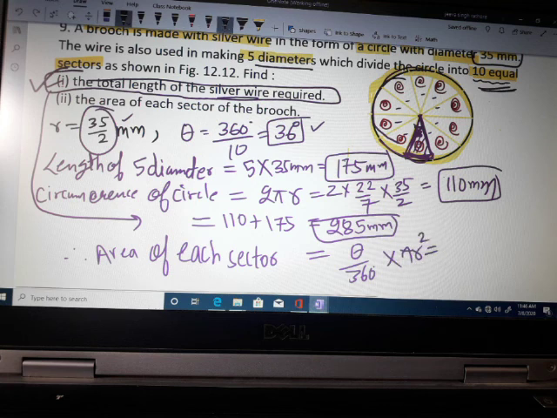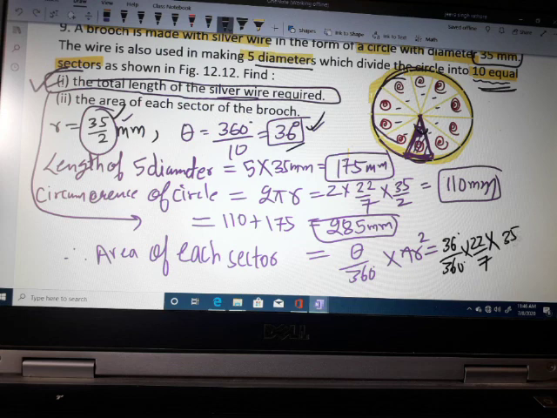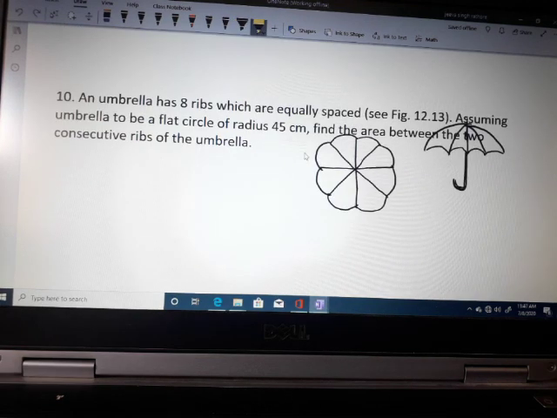Put the value. After putting the value, theta is here. वन ब्रुंची के लिए एंगल कितने डिग्री है? 36 डिग्री. 36 डिग्री अपॉन 360 डिग्री इंटू पाई इक्वल्स टू 22/7. व्हाट इज द रेडियस? रेडियस इज ऑलरेडी 35/2 इंटू आर स्क्वायर 35/2. After solving you will get the answer that you can easily find out. That will be in the millimeter square. Please solve it.